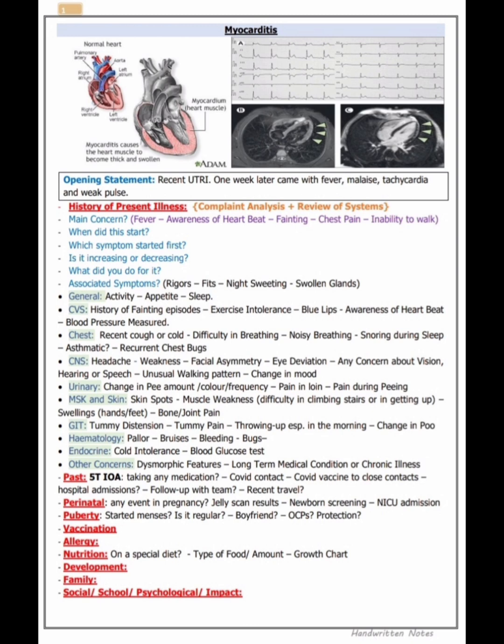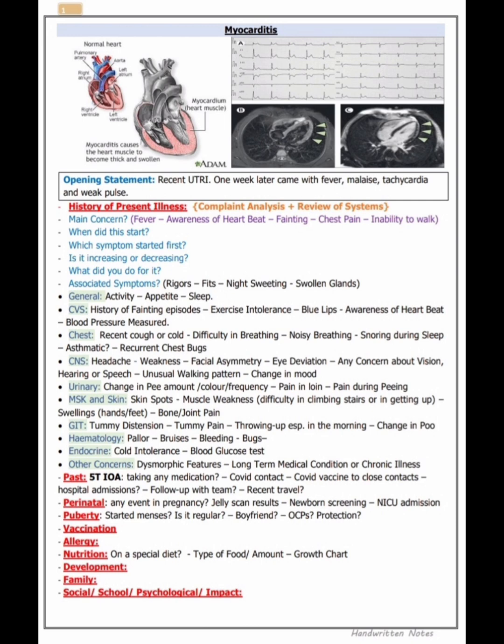Pain during peeing, I think that is UTI excluding. Next, musculoskeletal system and skin, we ask any skin spots, muscle weakness, difficulty in climbing stairs or getting up, swelling of hands or feet, bone or joint pain. Swelling of hands or feet, like Kawasaki disease, we know that there is peeling of the hands and feet. Now GIT we ask tummy distension, tummy pain, throwing up, especially in the morning, change in poo. Hematology, any pallor, bruises, bleeding and bugs. Endocrine we ask cold intolerance, blood glucose test. Other concerns: dysmorphic features, long-term medical conditions or chronic illness.